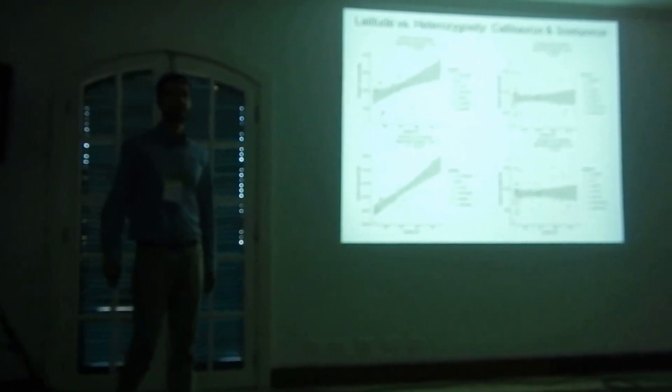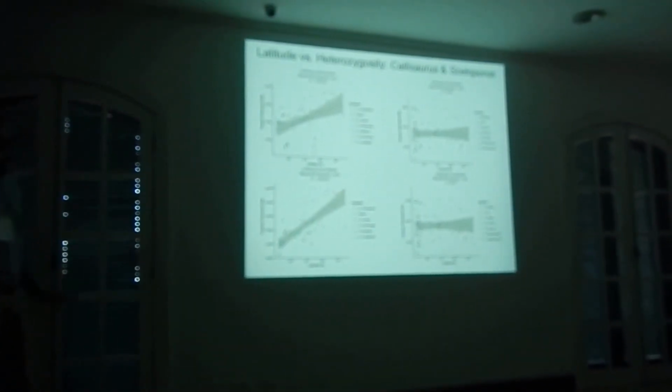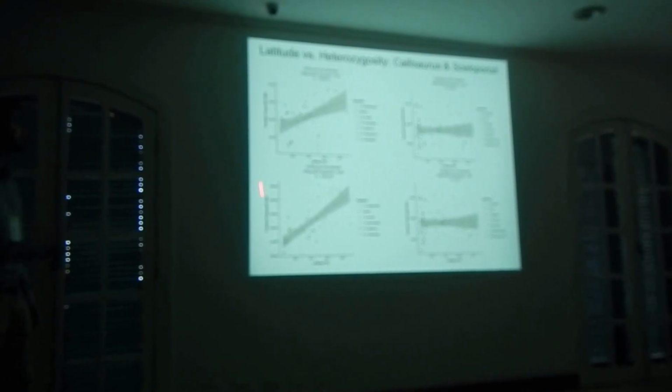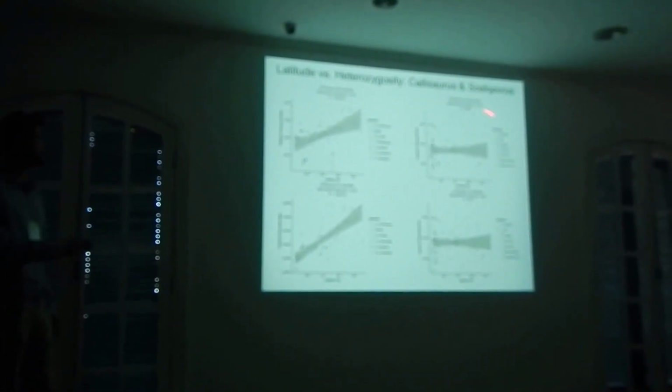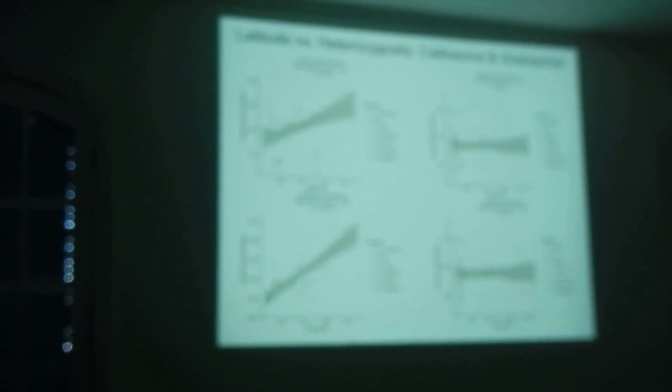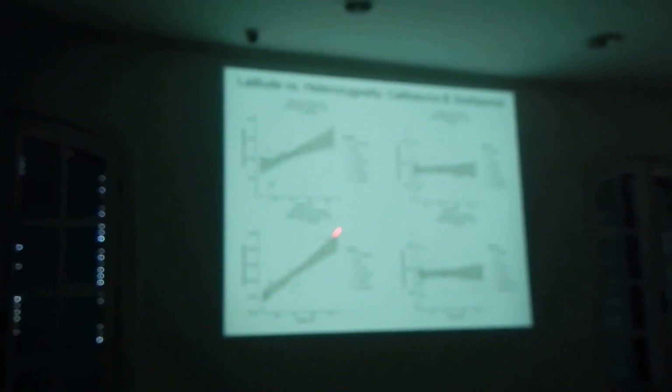All right, now looking at latitude and heterozygosity. There's a lot going on in the slide, but basically on the left is Callisaurus, on the right is Sceloporus. On the top is all samples, and on the bottom I excluded the island samples. So here you can see island samples removed. We get a better fit here.